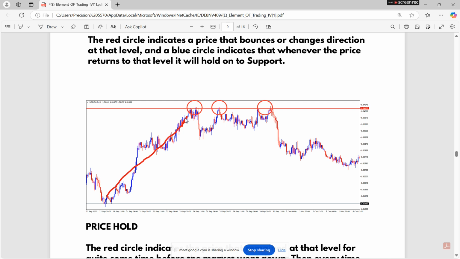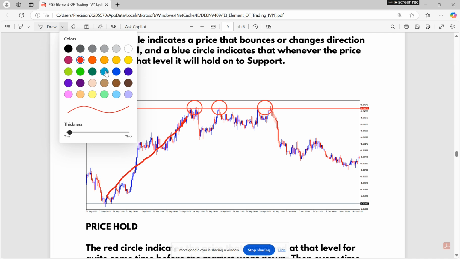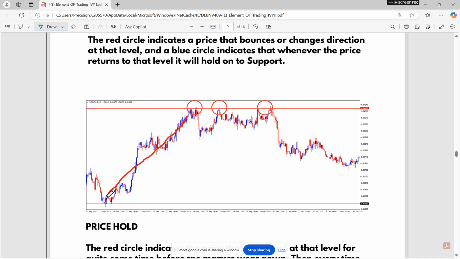So this was a bullish trend that the market bought from here up to that area. Then sellers started getting what we call rejection. So buyers started getting rejection from sellers because sellers were targeting to create a resistance area.